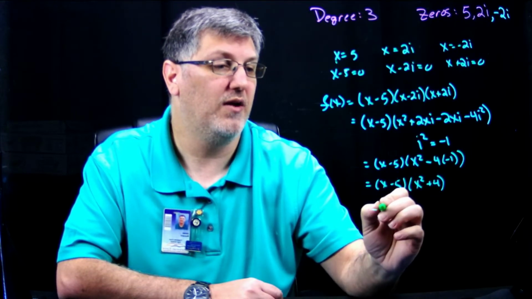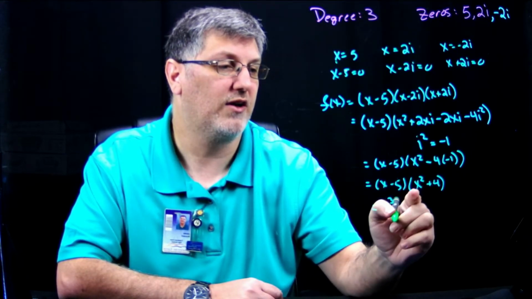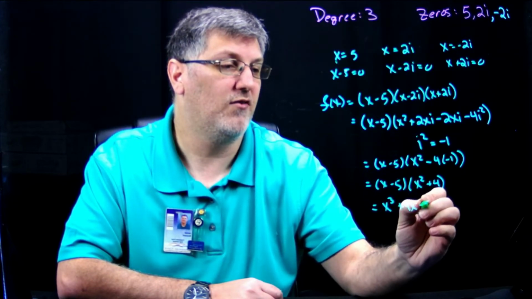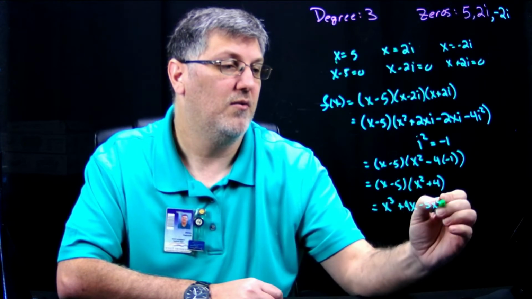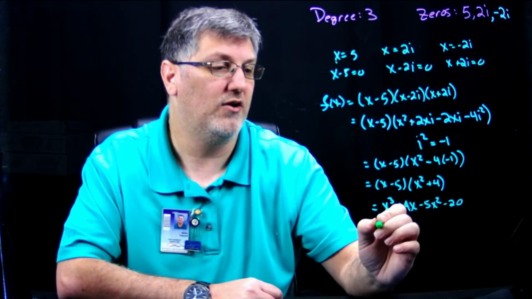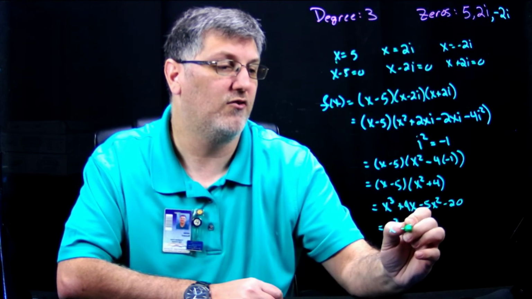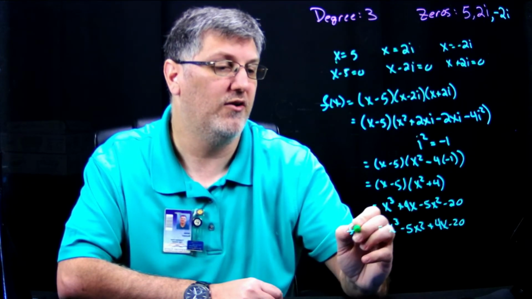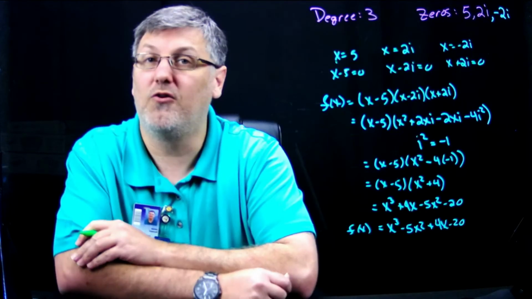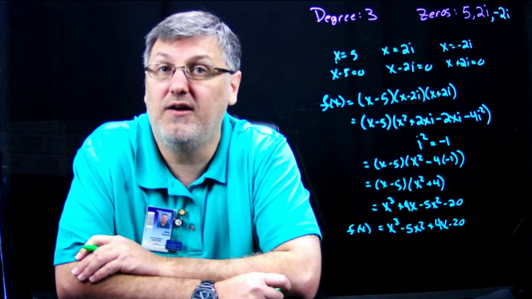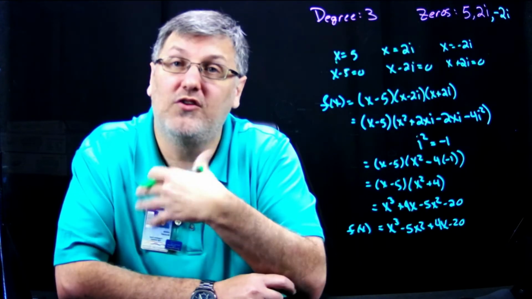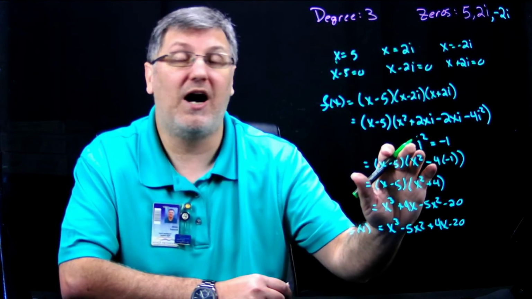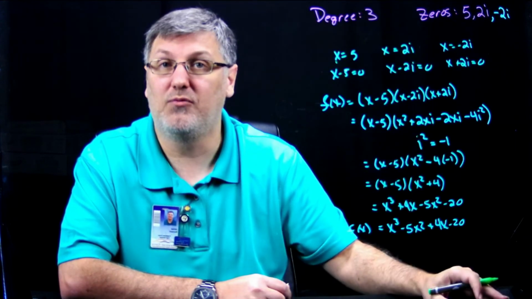I FOIL again, and I'm going to get x cubed, x times x squared. Then x times 4 gives me plus 4x minus 5x squared minus 20. From here, I just rearrange it, and I've got x cubed minus 5x squared plus 4x minus 20, and voila, there is your polynomial that's going to have zeros of 5 and plus or minus 2i. So it's really the same procedure, but now you have to work with the complex part of it. The key here is remember that i squared equals negative 1.